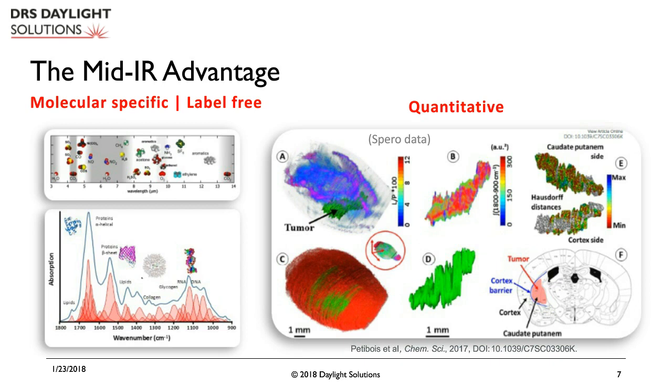In this slide, we can see the power of the mid-infrared to be molecular specific, label-free, and quantitative, giving you chemical and spatial information of anything that you wish to image that is responding in the mid-IR range.